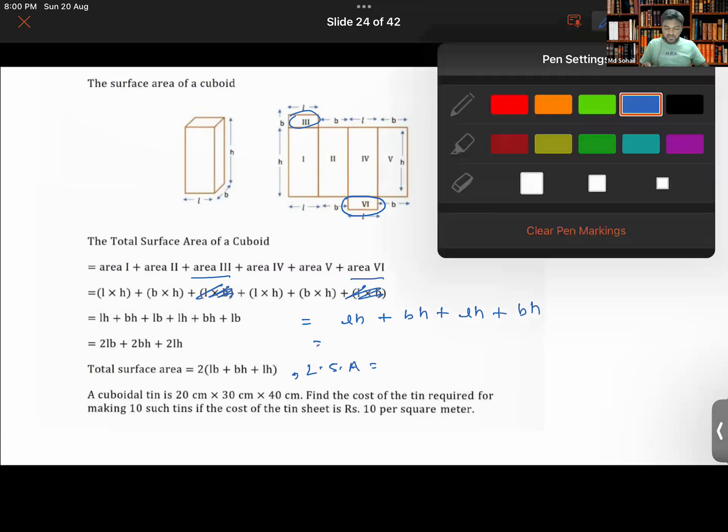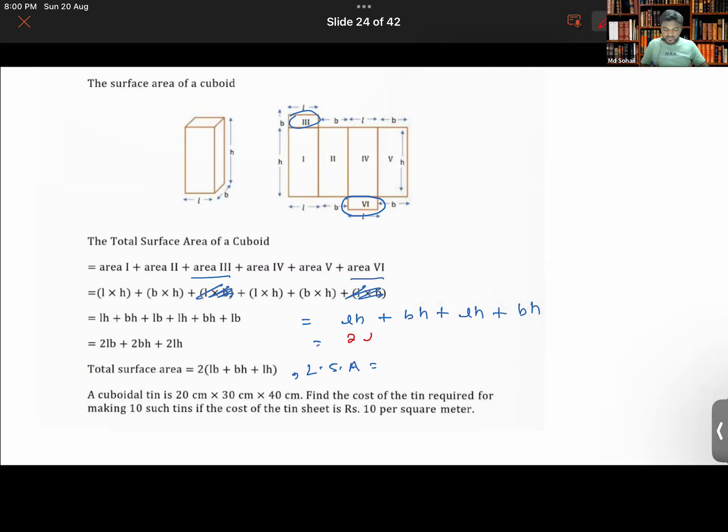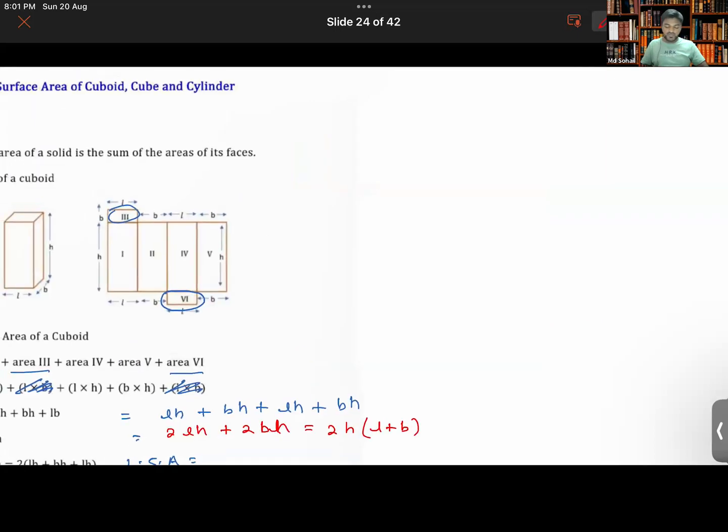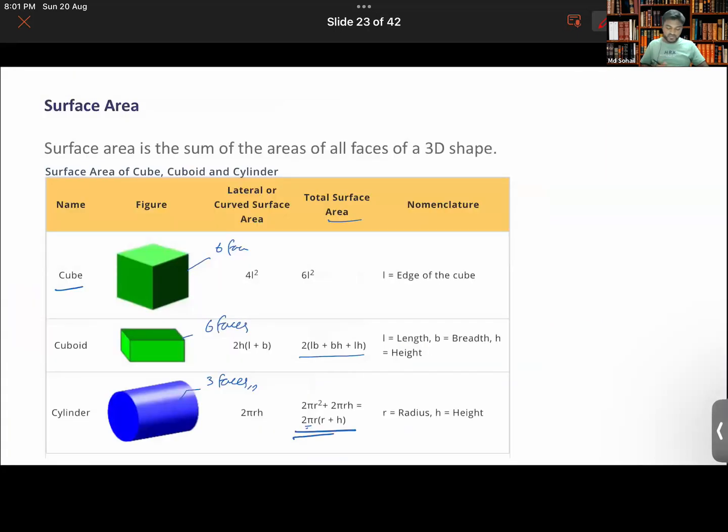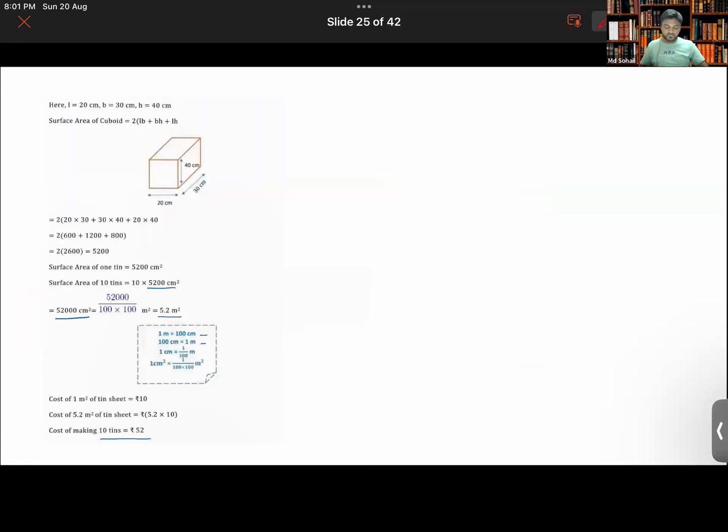So this is 2LH plus 2BH. What is common in between 2LH and 2BH? 2 and height. Yeah, 2 into height plus height into length plus breadth. So that is the formula to find the lateral surface area. See over here, twice of height multiplied by length plus breadth. Got this? Okay.